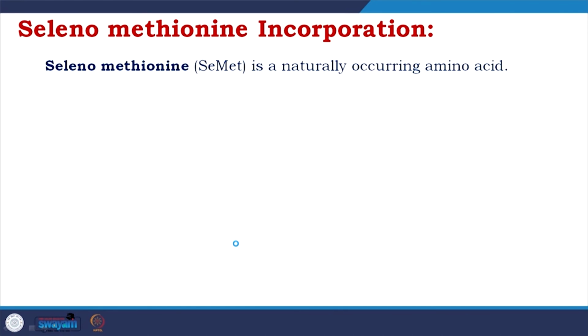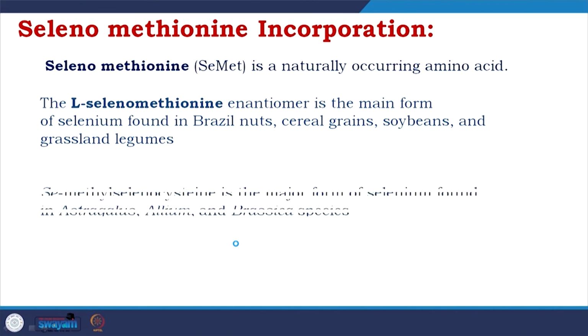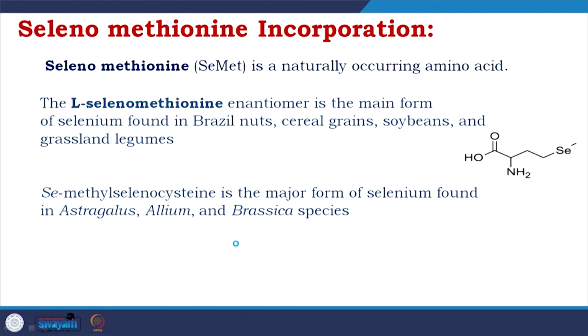So, as I told, it is a naturally occurring amino acid. The L-selenomethionine enantiomer is the main form of selenium found in Brazil nuts, cereal grains, soybeans and grassland legumes. Selenomethylselenocysteine is the major form of selenium found in Astragalus, Allium and Brassica species. So, this is the structure, you see the sulfur is replaced by selenium.